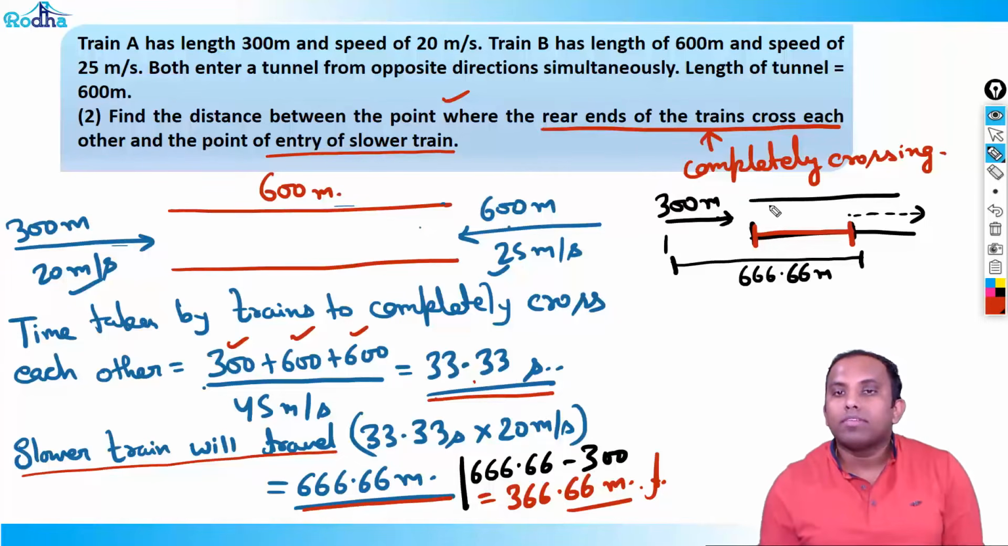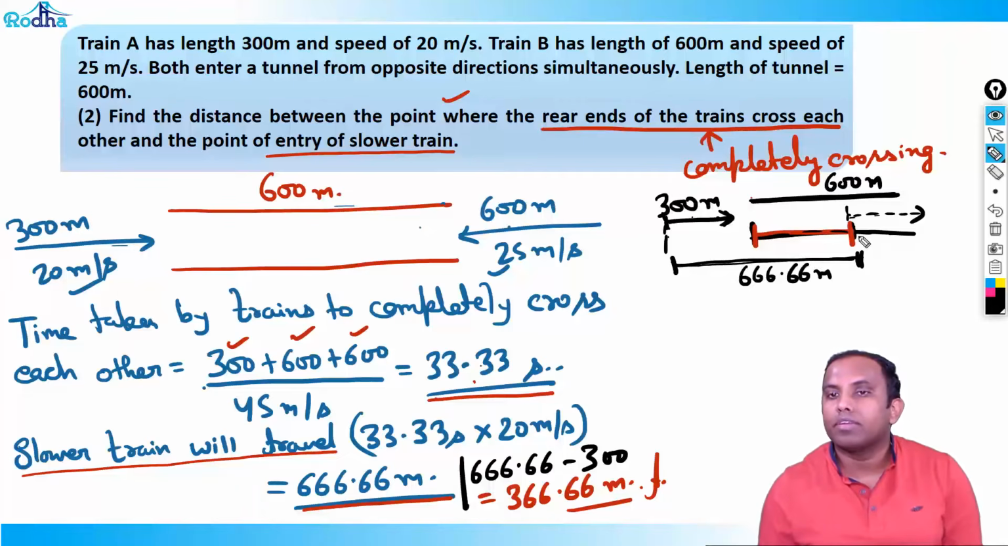Okay, so let's say this is the tunnel here, with a length of 600 meters. The train is here, right? Now in 33.33 seconds it will travel 666.66 meters. That means this train will come from here to here. This distance is 666.66 meters.